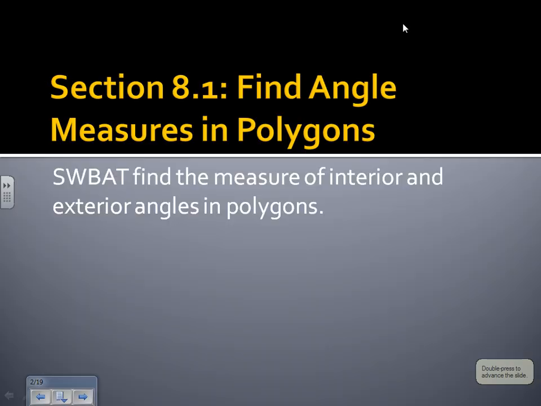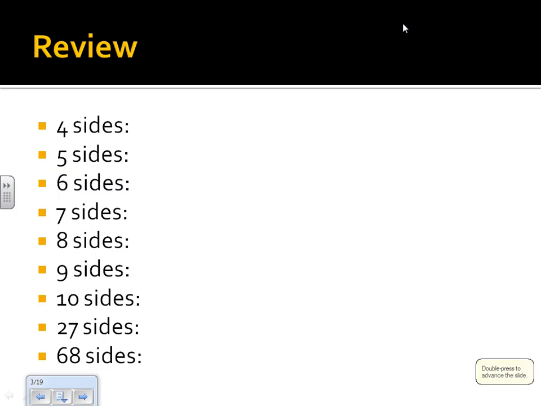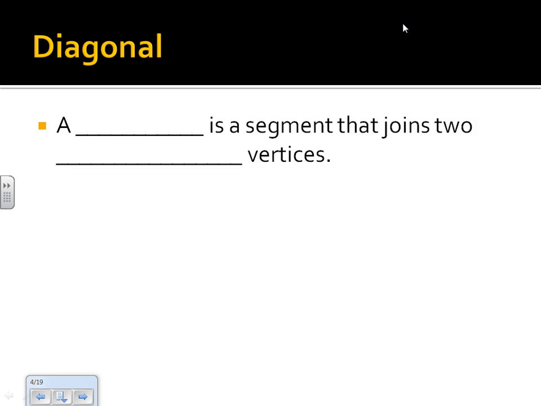So yesterday, as I was saying, we started at section 8.1. We reviewed the side names. What do we call a polygon with n sides? What about 27 sides? What about 7 sides? Heptagon. It's with an H. All right. We talked about a diagonal and how to draw a diagonal.